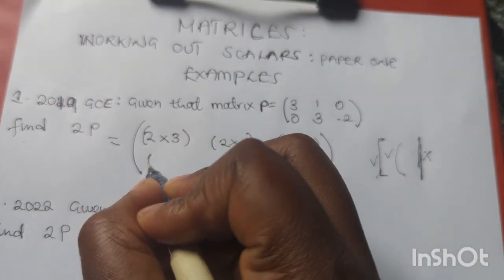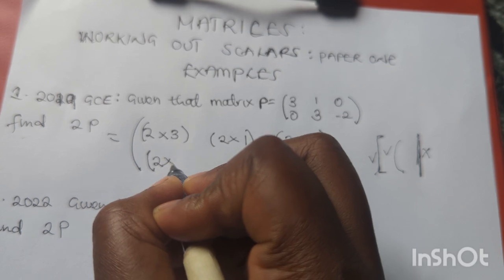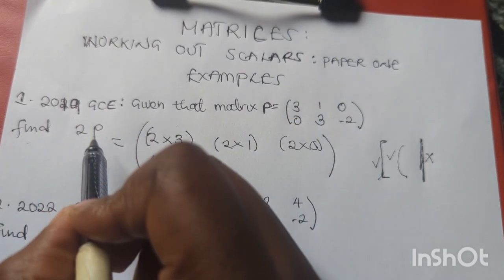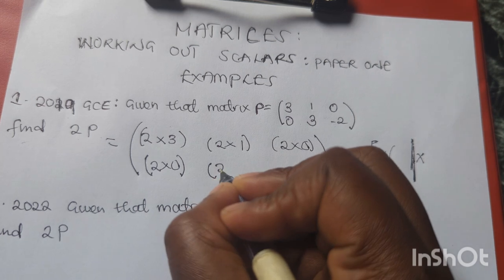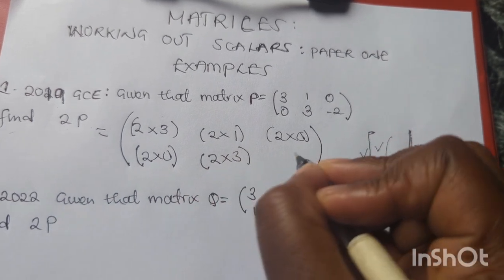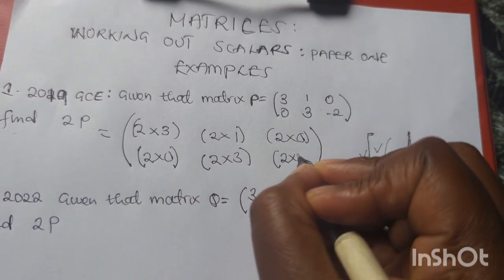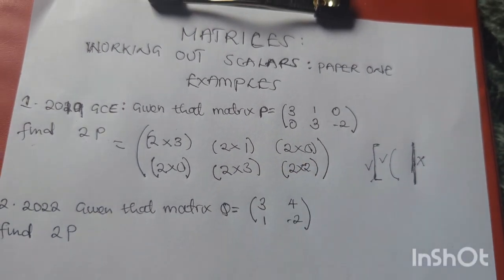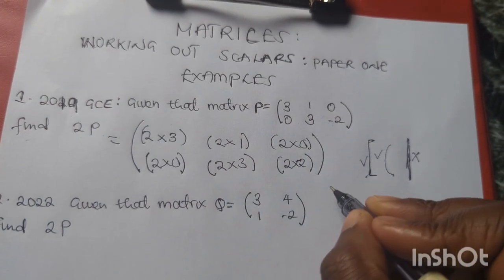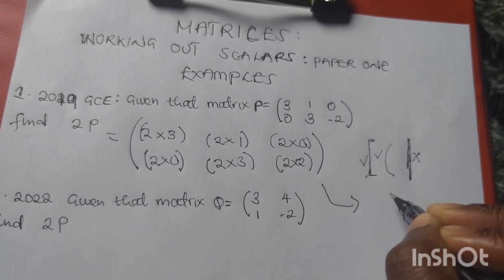Okay, so next here you're going to have 2 multiplied by 0. Remember we're distributing this 2 on the P. Next, 2 multiplied by what? 3. And then the last one is 2 multiplied by -2. I forgot the negative there. Oops, I've exhausted my space, so I'm going to write it here.